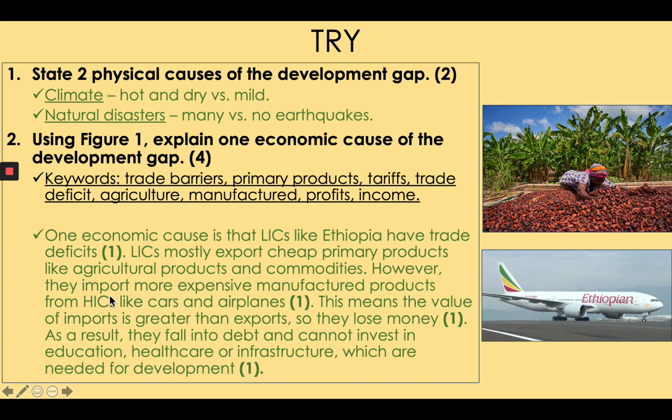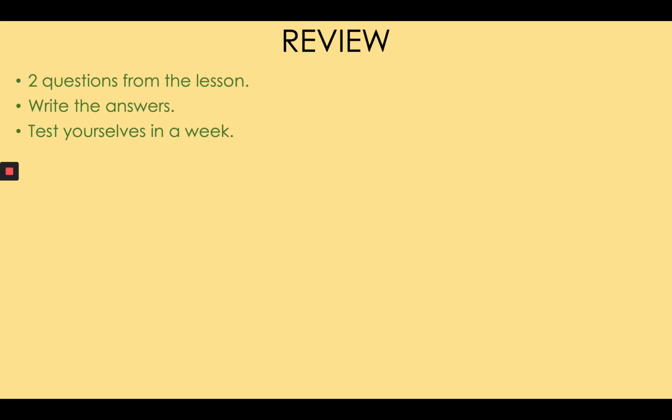Mark your answer to this by checking whether you've got each of these 4 sentences. If you don't have one of them, add it in green, or if you're missing parts of them, add them in green. Also, make sure you underline each of the keywords. Give yourselves a mark out of 6 overall. Finally, review your learning this lesson. From memory, write 2 questions based on things you learned this lesson. Write the answers, and then test yourselves on them in a week.